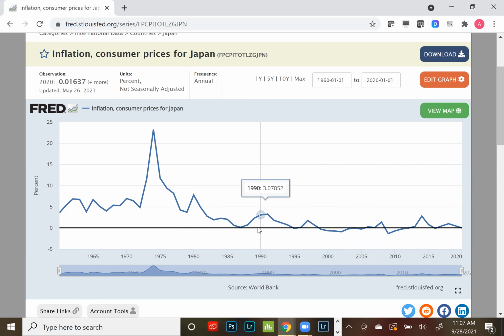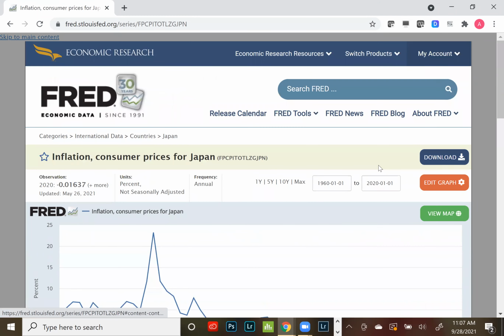This is going back to the late 80s. They had their own real estate crisis in the late 80s. And ever since then, their economic growth has been fairly slow, and their inflation rate has been right around 0. Okay, so it's right there. So they do sometimes have deflation. Okay, so anyway, but that's unusual.